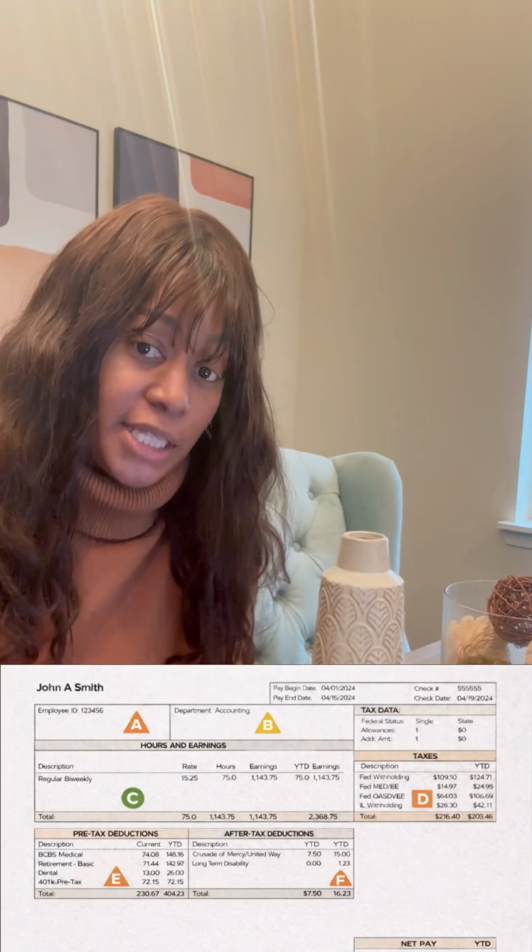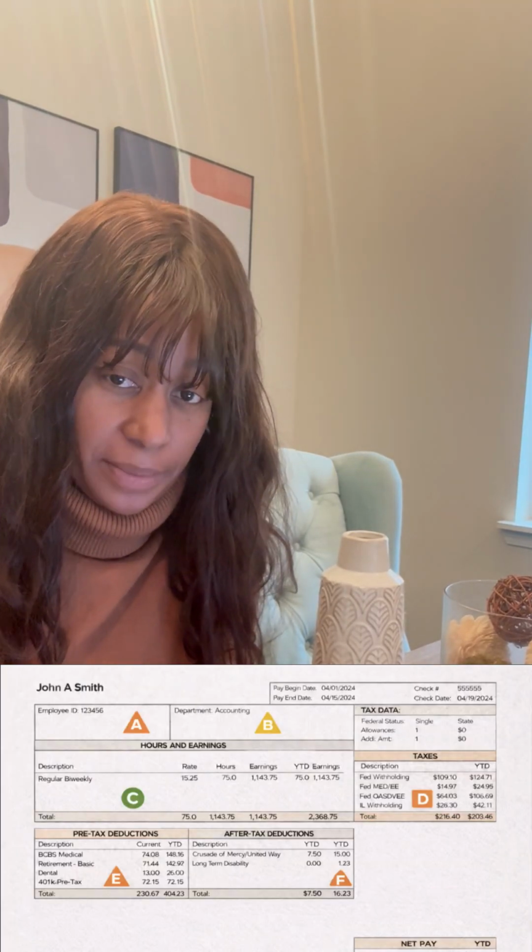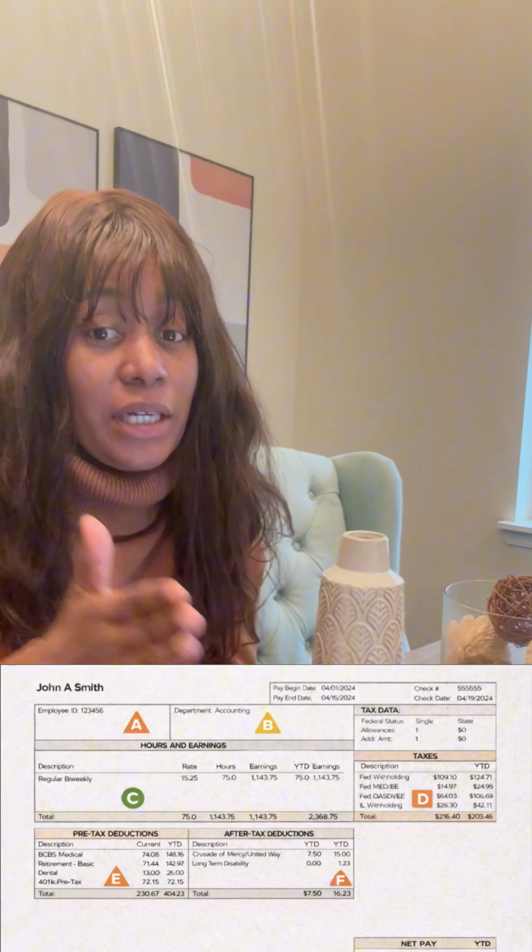Again, there are so many places where these errors can occur, so the best way to combat errors is to actually know and understand what the pay should be. So let's start with your gross pay, which is section C of the paycheck that you see on the screen. Most workers are either hourly or salaried.